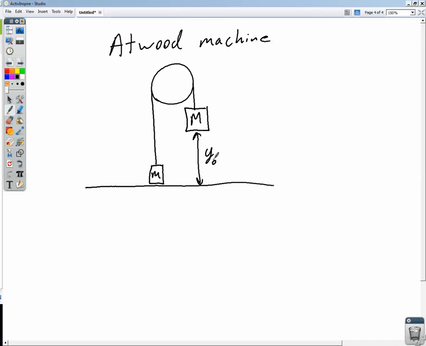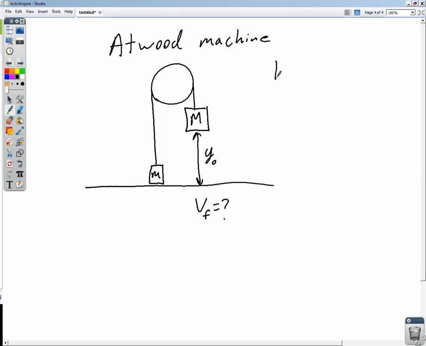Let's look at another type of problem that we encountered previously, the Atwood machine. So here we've got an Atwood machine, massless pulley, massless strings, but we've got big M and little m. Little m sitting on the floor, big M is some height y naught above the floor. And we're going to release the system, and we want to know what's the velocity of the blocks when big M hits the ground. And we know that little m is going to have the same velocity going upward.